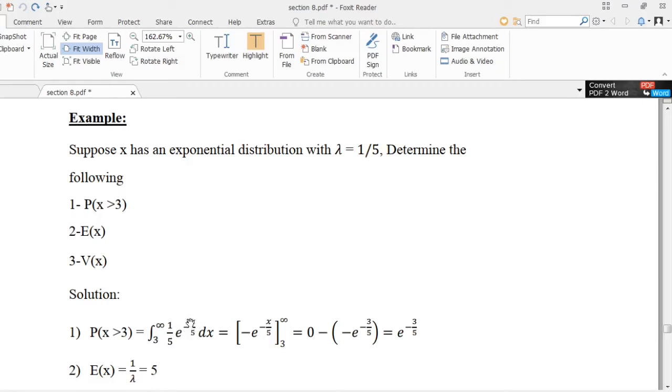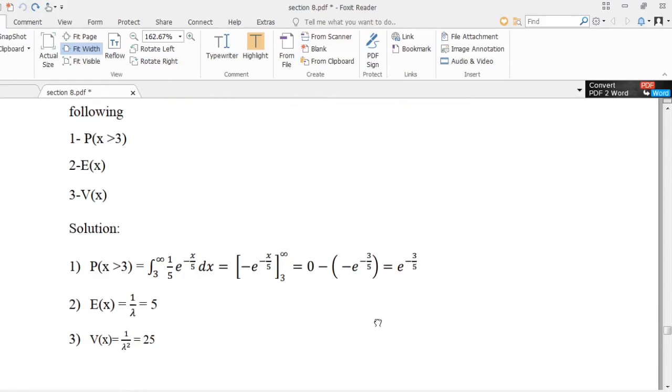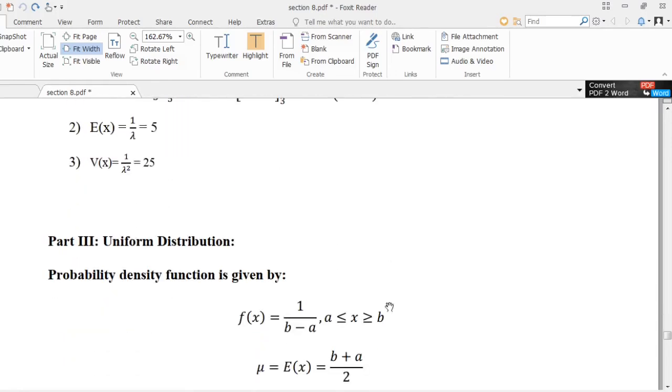The derivative of the exponent goes here. I divide, so the one fifth goes with the derivative, and what resides is the negative. And then you need to substitute the infinity and 3. So e to the negative infinity is 0, and you have also the rest with negative 3, so the result is e to the power negative 3 over 5. For the expected value you just substitute 1 over lambda, which gives you 5, and the same for the variance. Okay, so this is for the exponential.